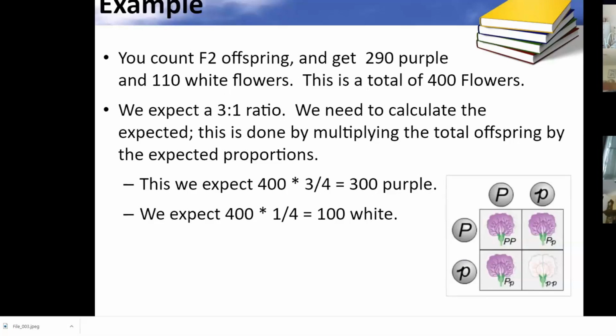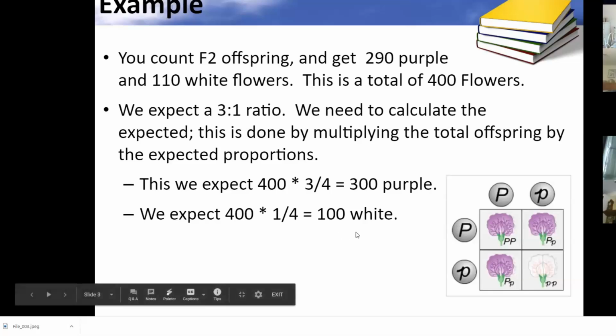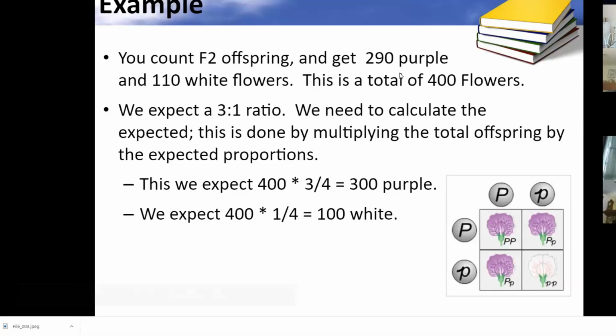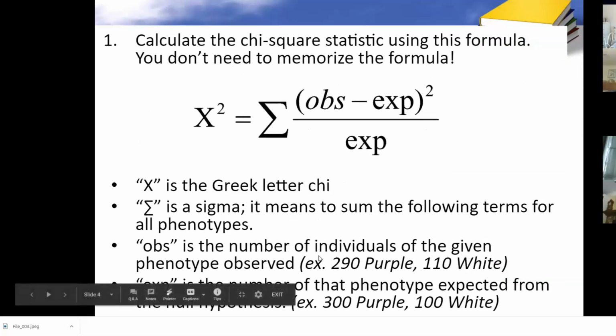So you count your F2 cross and you get 290 purple instead of 300. You get 110 white instead of 100, right? We're expecting a 3 to 1 ratio, 300 to 100. Is this difference significant enough to reject your hypothesis? Or can we expect that much variation simply due to chance? That's what we're trying to figure out.